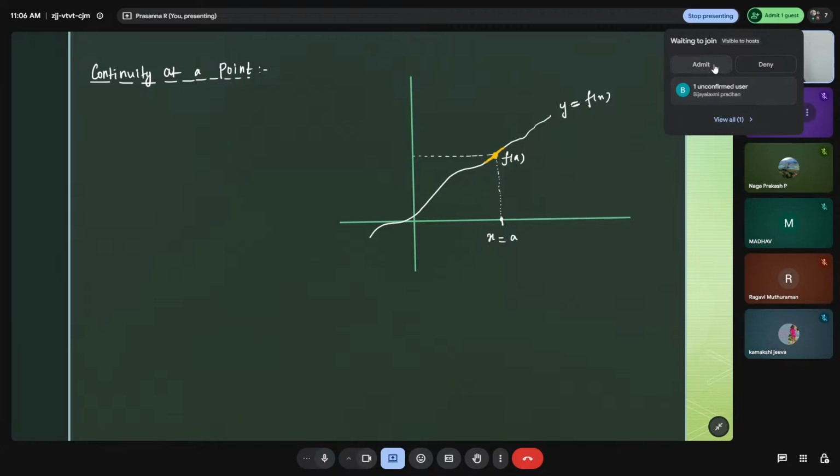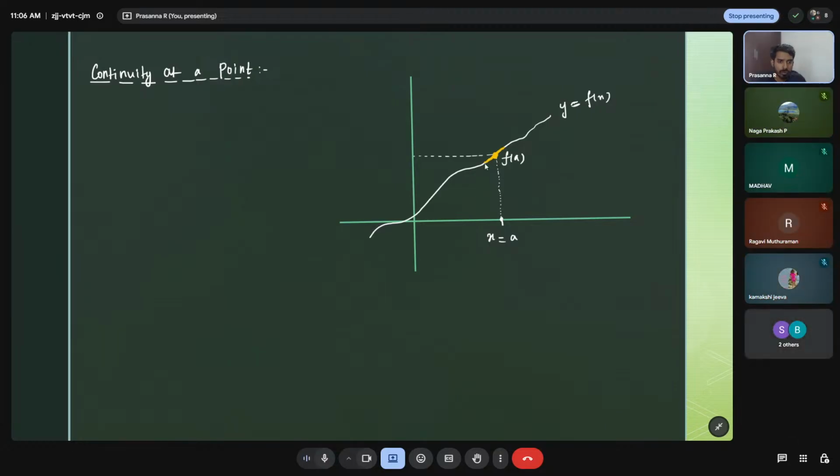So if I can pass through this region without lifting the hand, then at x is equal to a, there is no hole, right? When a function is not continuous, there has to be some hole. If there is some hole, what can you not do? You cannot pass through this region. So you take a small neighborhood, and that neighborhood you have to pass. If it happens, then I can pass through this region, right?